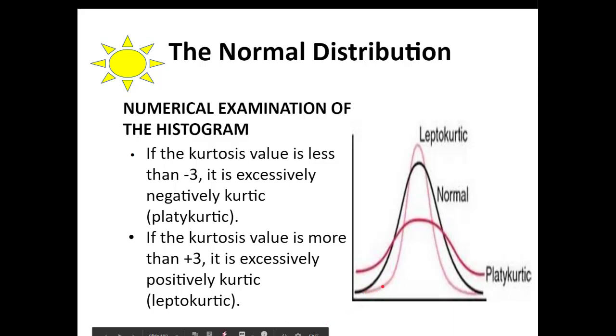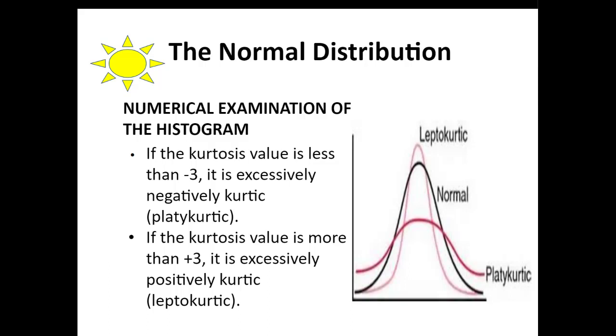See, this pink tail is a lot thinner when you look at the x-axis than the black tail. There's just a little bit of space here, where there's much more space here, right? And then it gets very, very tall in the center. The mode is very tall or pointed. This is excessively positively kurtic, also called leptokurtic.